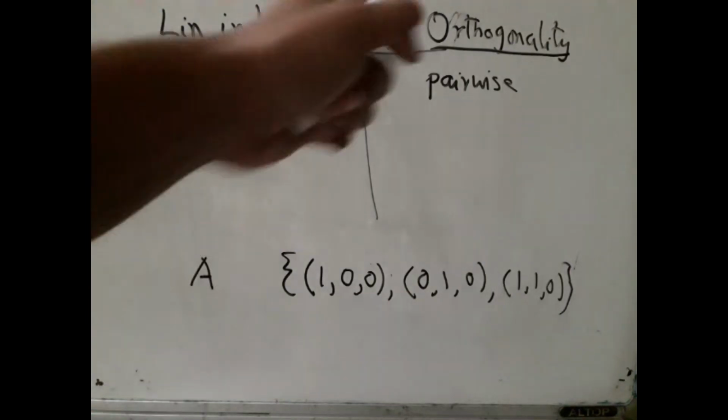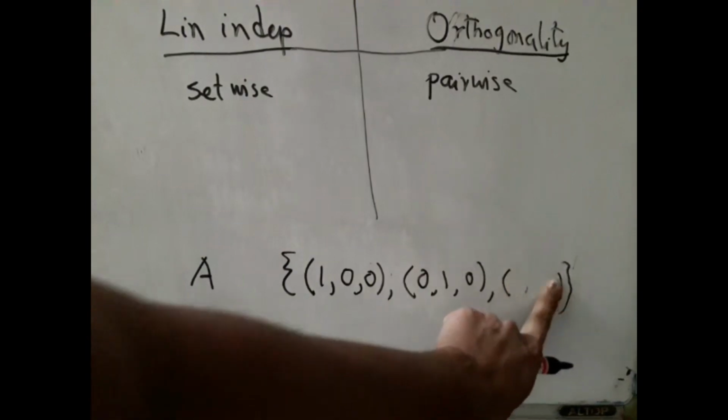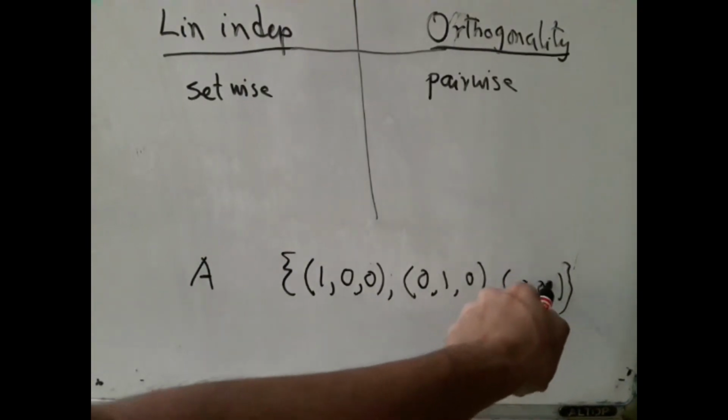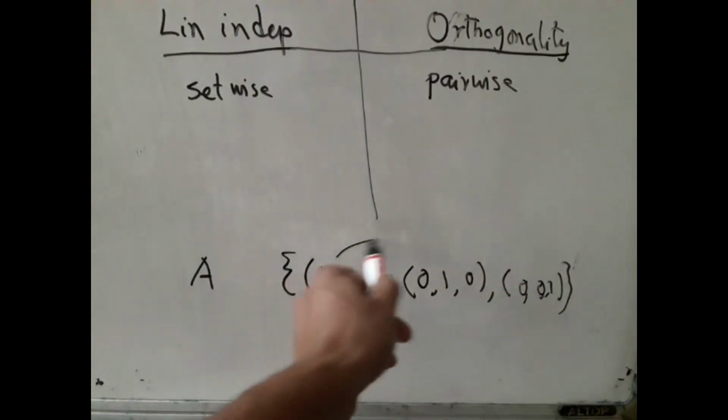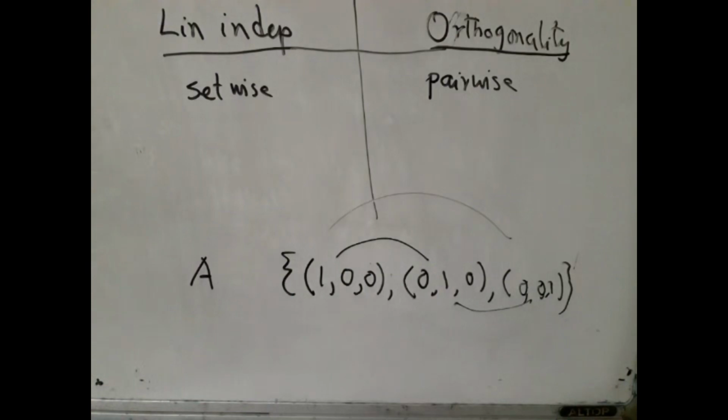But if I am working with orthogonality, suppose I take these vectors 0, 0, 1, then this pair is orthogonal, so is this pair, and so is this pair, and I can immediately declare that A is an orthogonal set. This is what makes orthogonality an easier condition to check. You just check only all the pairs and that's it.